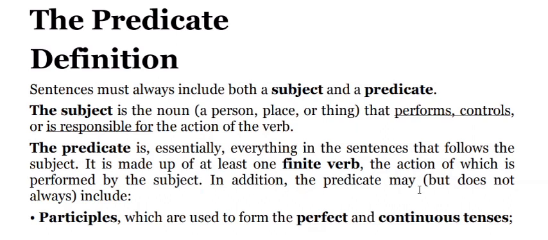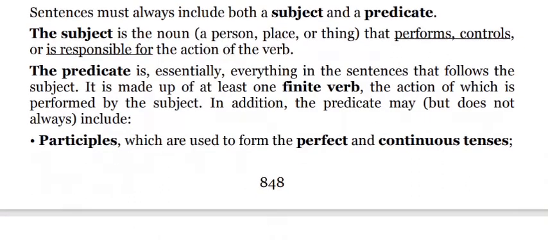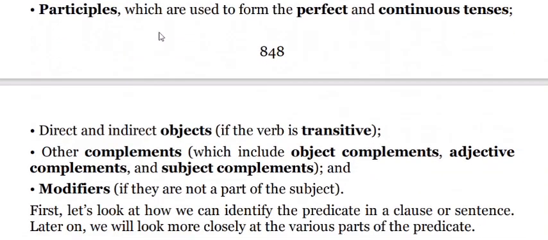In addition, the predicate may also include participles, which are used to form the perfect and continuous tenses. Direct and indirect objects if the verb is transitive. Other complements, which include object complements, adjective complements and subject complements, and modifiers if they are not a part of the subject.